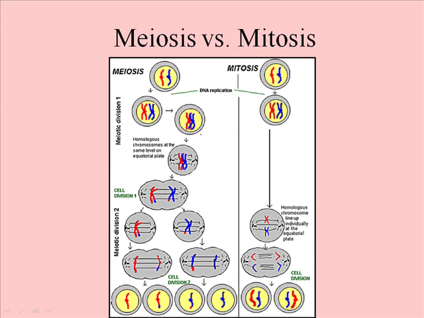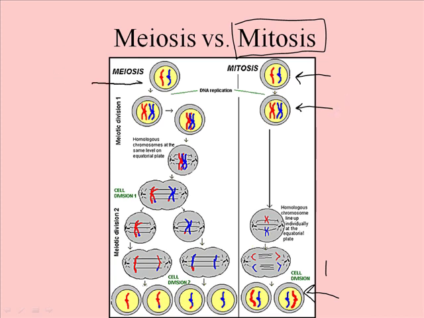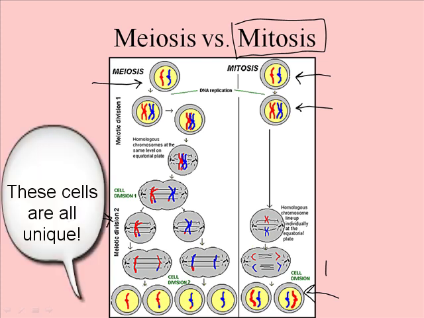So this diagram shows you a couple of things about the difference between meiosis and mitosis. We'll start with mitosis, where you start with a diploid cell and then zoom all the way down to the bottom and end up with two diploid cells at the end. Whereas meiosis, you start with a diploid cell. You go through the first division and you end up with two distinct haploid cells. And then in the end, you end up with four distinct haploid cells.